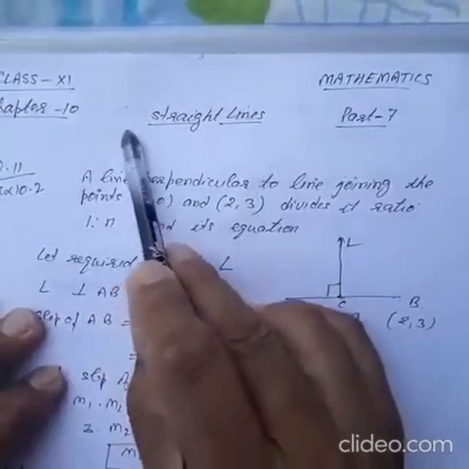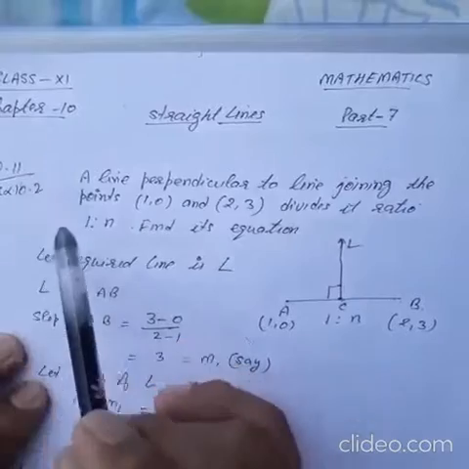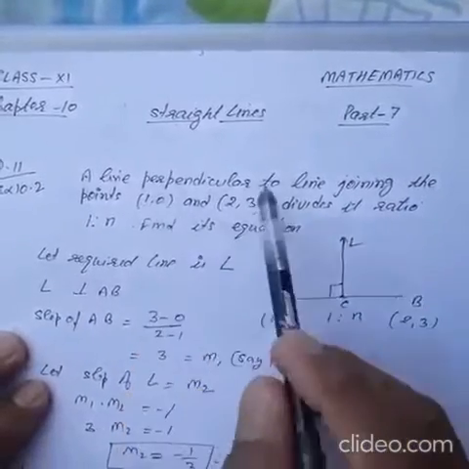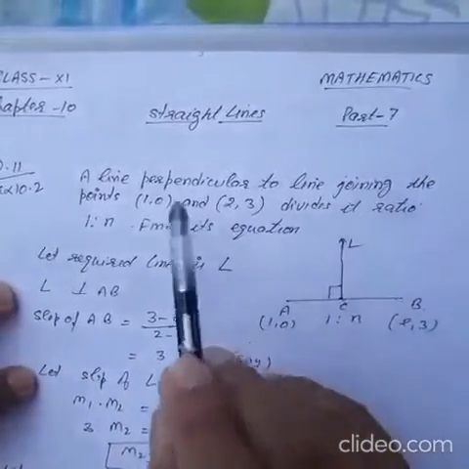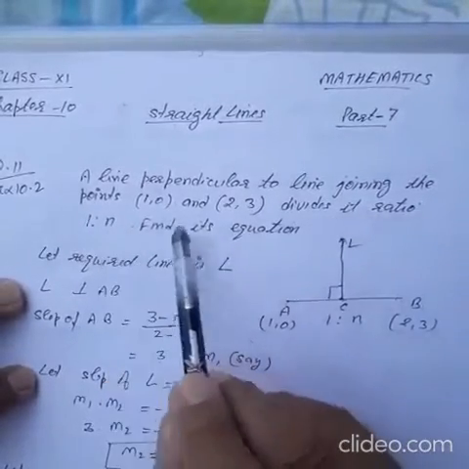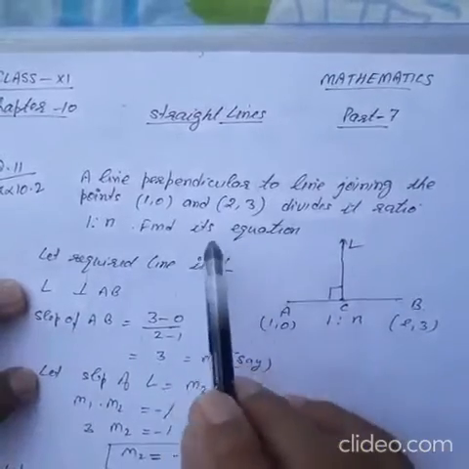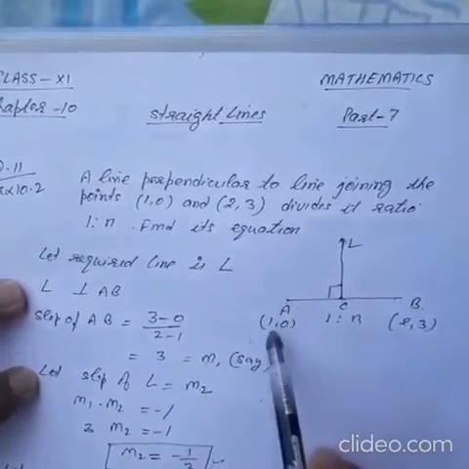This is Chapter 10 and we are doing exercise 10.2. This is the 11th question today. A line perpendicular to the line joining the points (1, 0) and (2, 3) divides it in the ratio 1:n. Find its equation. So, the given points are (1, 0) and (2, 3).